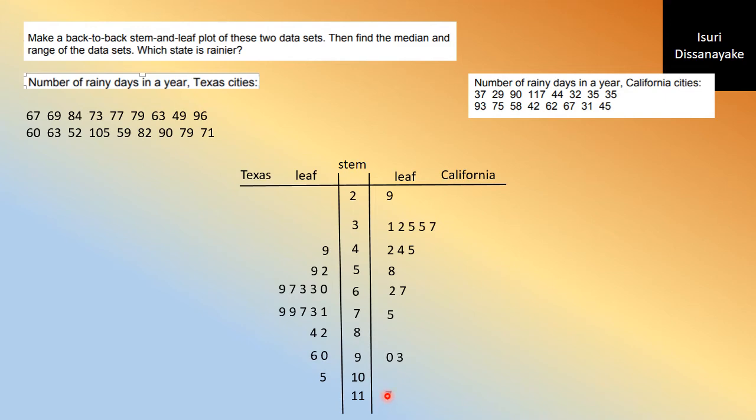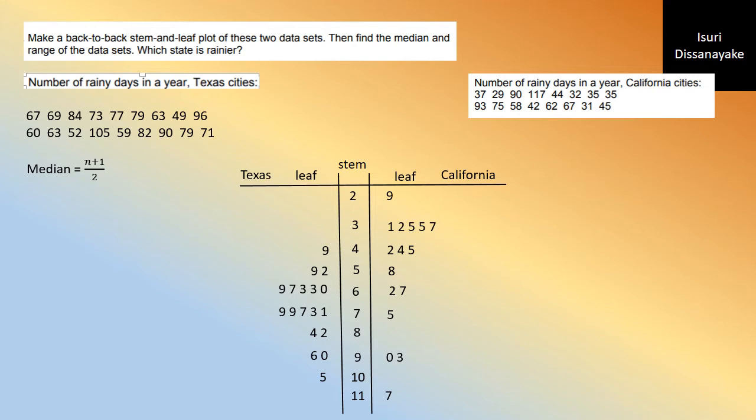So you can see this information is combined by the stem but separated by the leaf. This is what you call a back-to-back stem and leaf diagram. And then you are asked to find the median of each state separately, each data set separately. So how do you find the median?